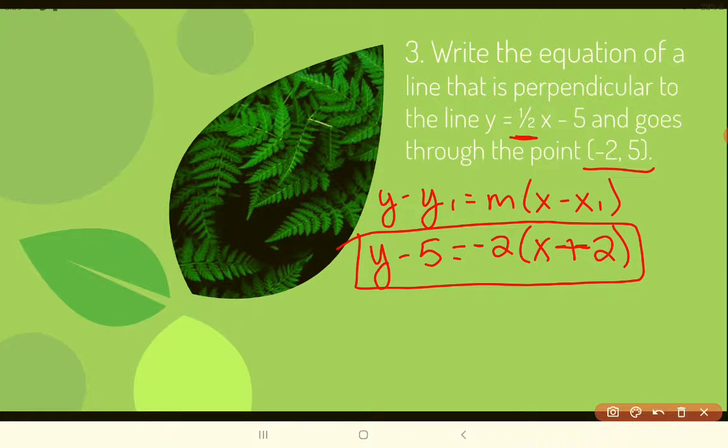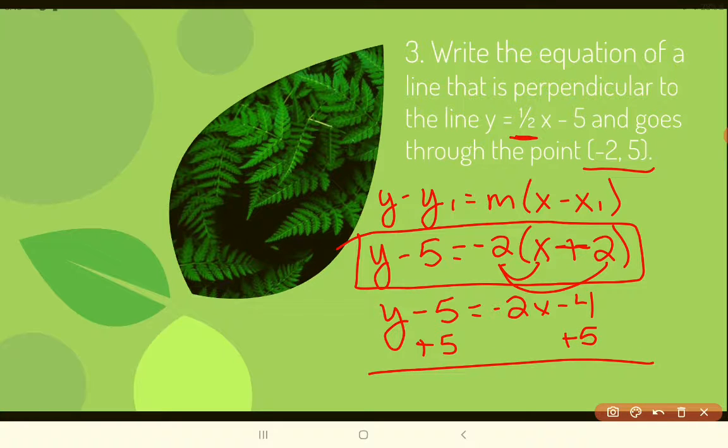But if they say to me, hey, put this in slope-intercept form, that means get y by itself. So I start by distributing. Negative 2 times x is negative 2x. Negative 2 times 2 is negative 4. My last step now is I have a y that's being subtracted by 5. To cancel out that subtraction, I add it to both sides wherever there are like terms. So y equals negative 2x. Negative 4 plus 5 is 1.